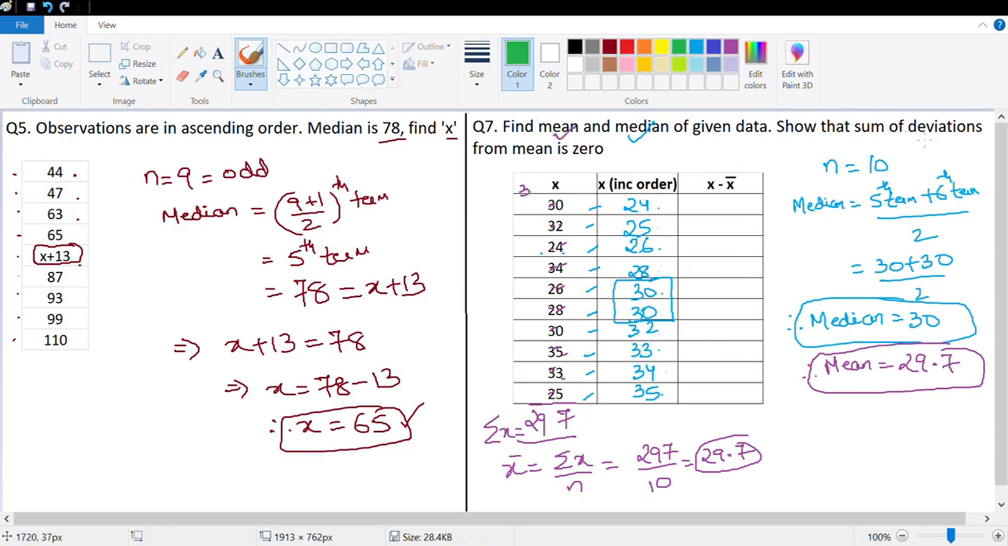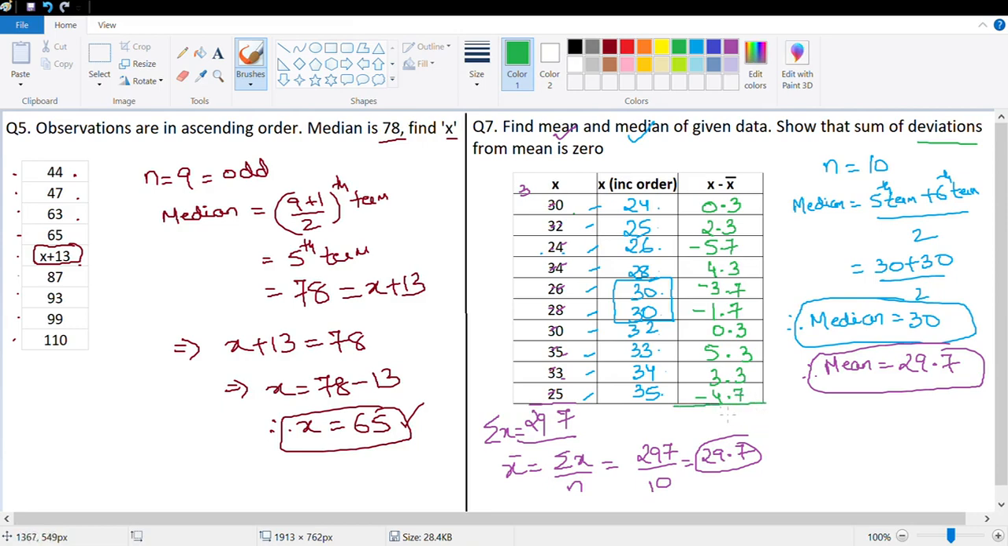Now they want us to calculate the sum of deviations, which means we're looking at 30 minus 29.7, which is 0.3. 32 minus 29.7, that's 2.3. 24 minus 29.7, that's negative 5.7. 34 minus 29.7, that's 4.3. 26 minus 29.7, that's negative 3.7. 28 minus 29.7, that's negative 1.7. 30 minus 29.7, that's 0.3. 35 minus 29.7, that's 5.3. 33 minus 29.7, that's 3.3. And 25 minus 29.7, that's negative 4.7.